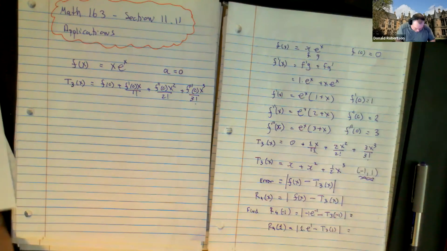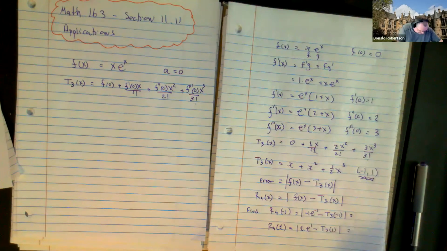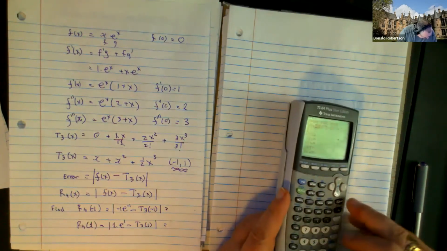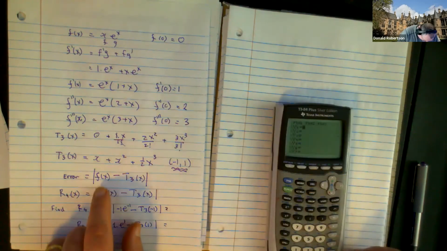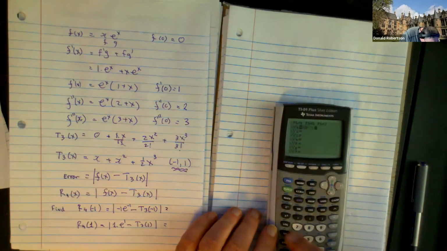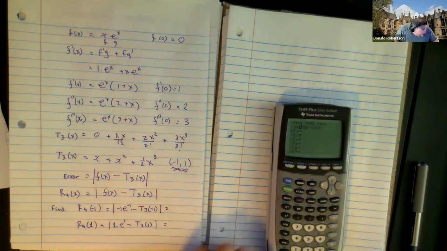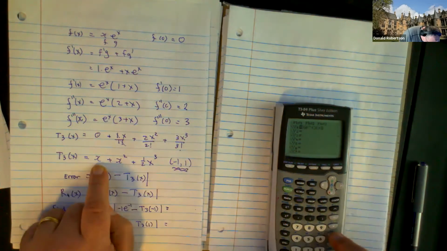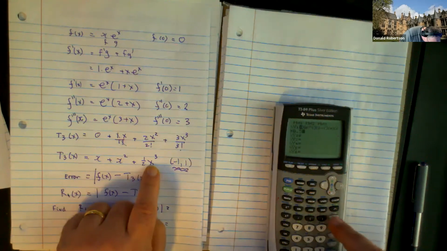And I'm going to get the calculator to do that. So I'm going to go into y equals, and the original function is x e to the power of x, close the brackets. And then you take away all of this. So if you want to do it, you can do take away a bracket, an x plus an x squared, plus a half x cubed.